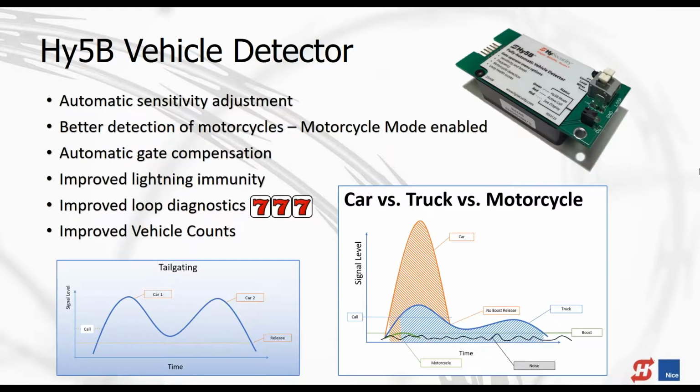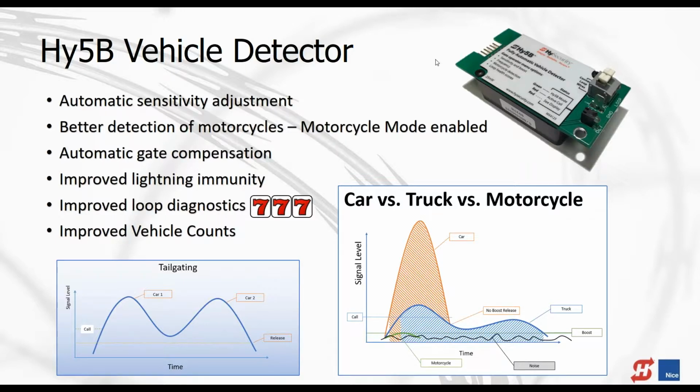We can better detect motorcycles if we enable something called motorcycle mode, and we compensate for the gate, right? That's something that conducts and is picked up by our vehicle detectors, the loops. Also, improved lightning immunity. On some detectors, if you get lightning strikes, it opens the gate, right? So in our 5B, we've done some better filtering, software filters for lightning suppression.